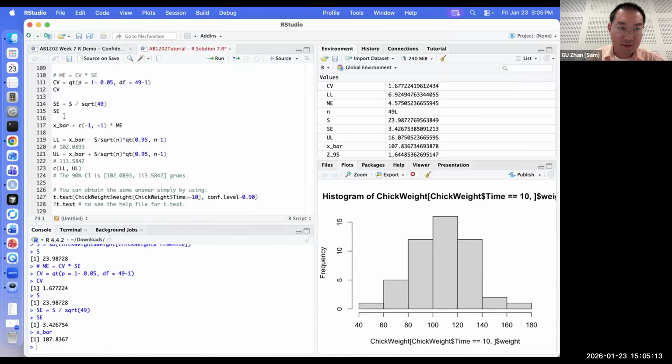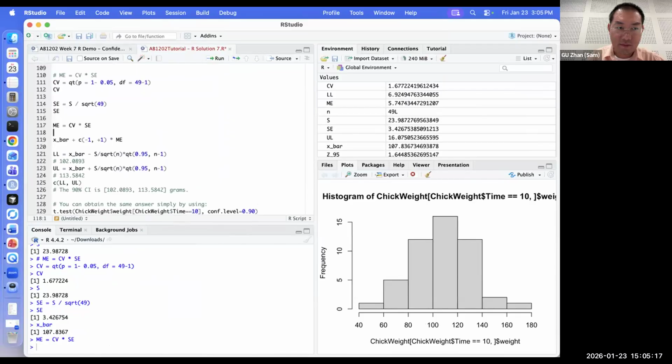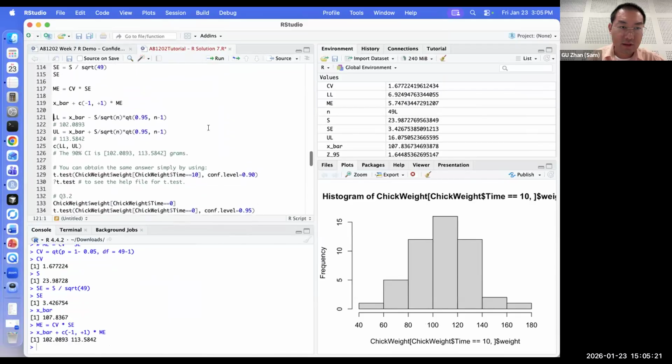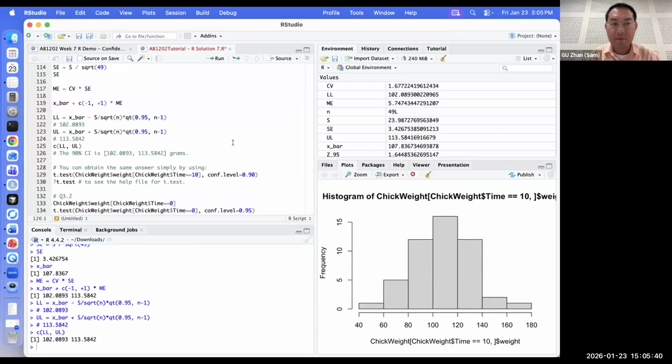Copy ME. X bar is this, 102 to 113. Okay, so this is the entire formula. Put them together. So the lower bound is X bar minus the standard error times the critical value using the t-distribution. Run it. Okay, so the result is the same.